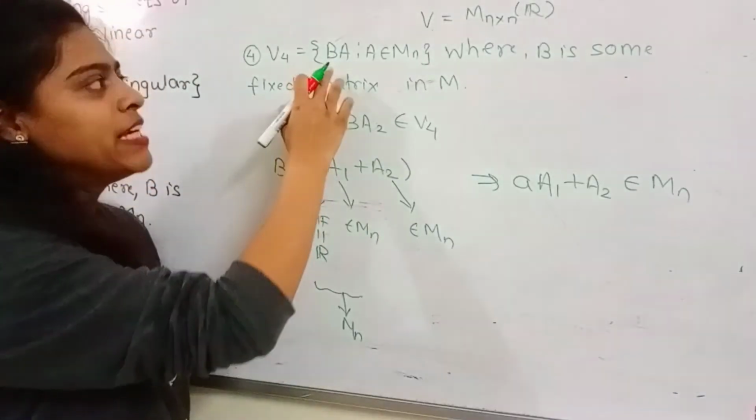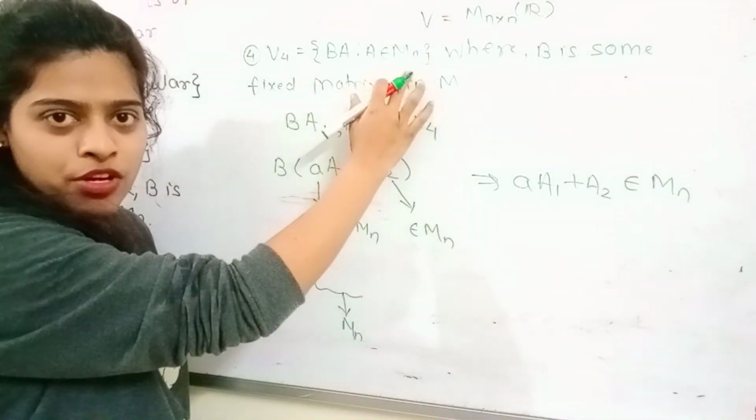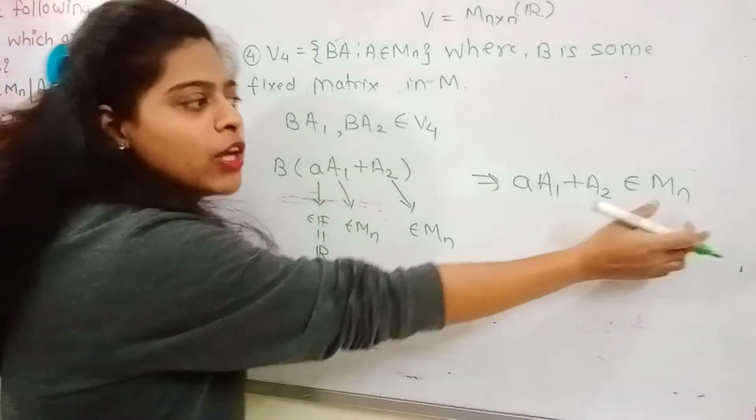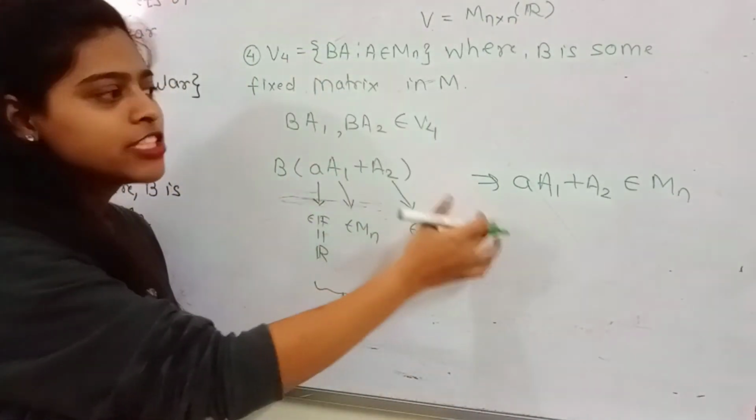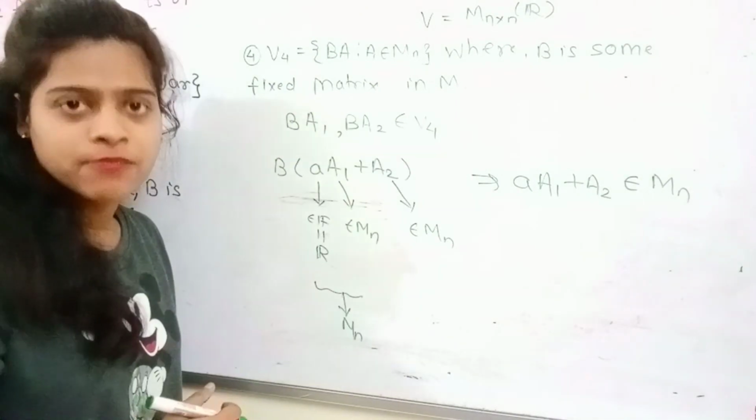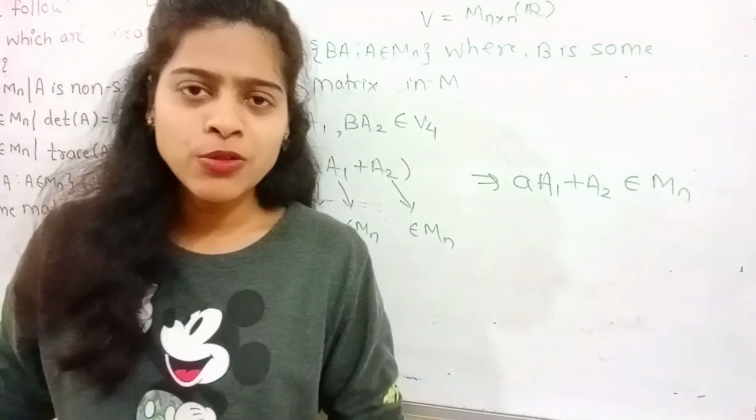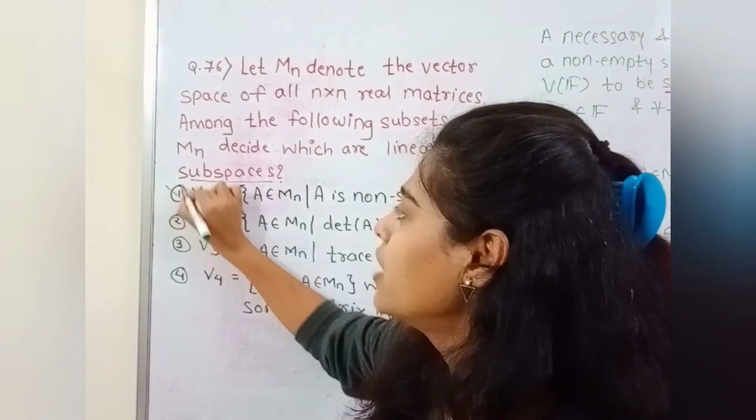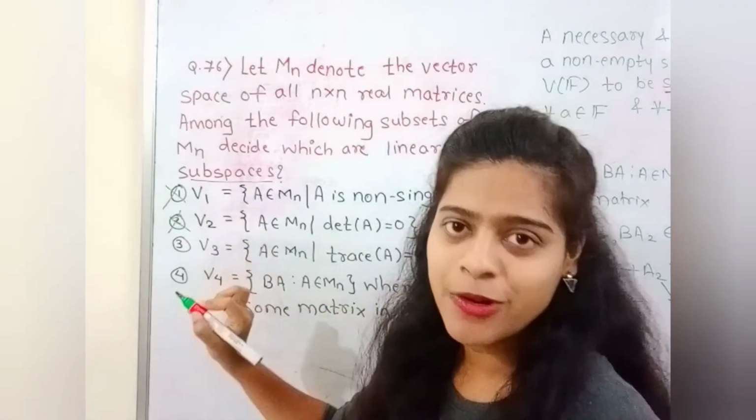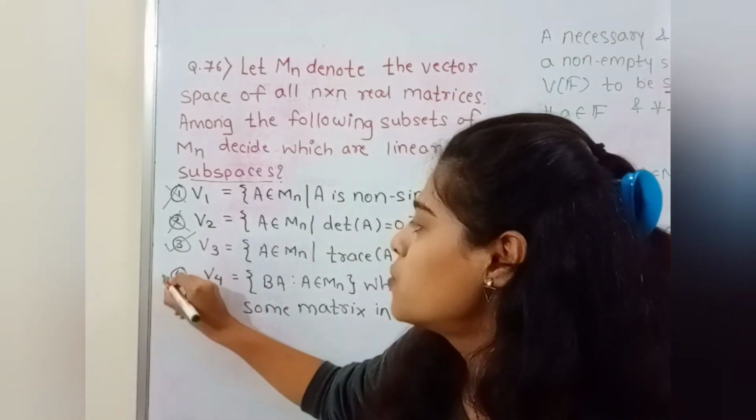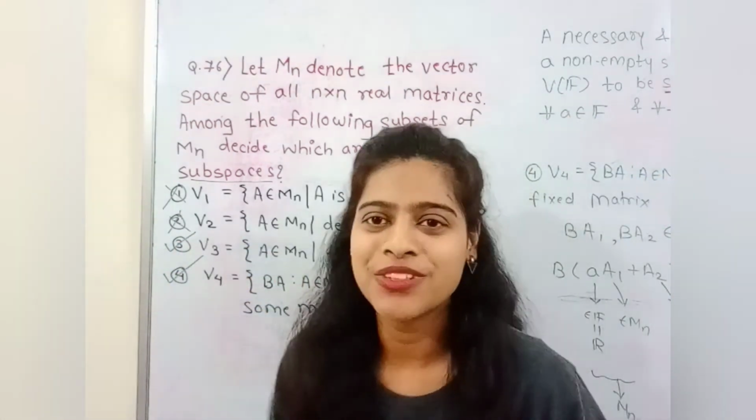We know that BA is a product such that A belongs to Mn. Similarly, we have considered this product, and this element belongs to Mn. Therefore, this condition is satisfied. Therefore, V4 is a subspace. Therefore, option 4 is also true. Therefore, from all the above cases, options 1 and 2 are not subspaces, but options 3 and 4 are subspaces. Therefore, option 3 is true and option 4 is true.